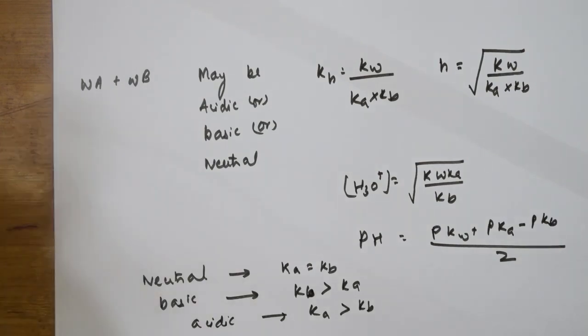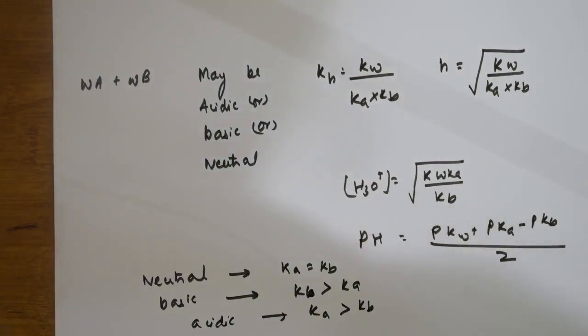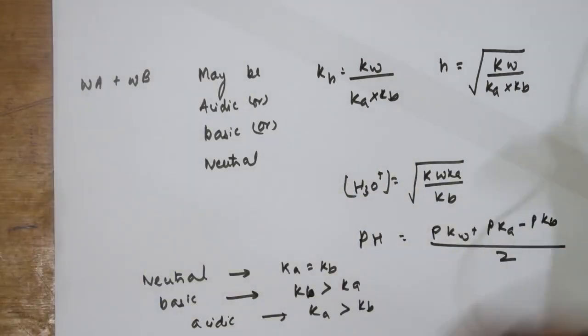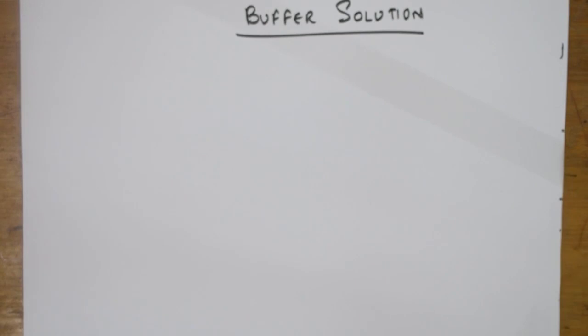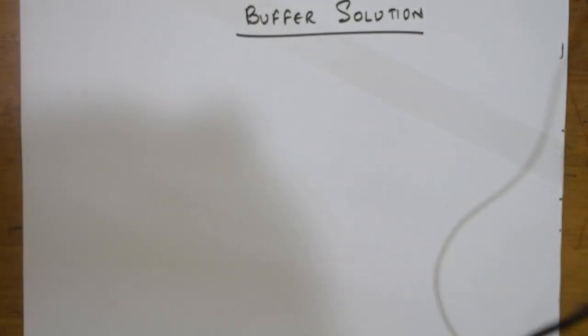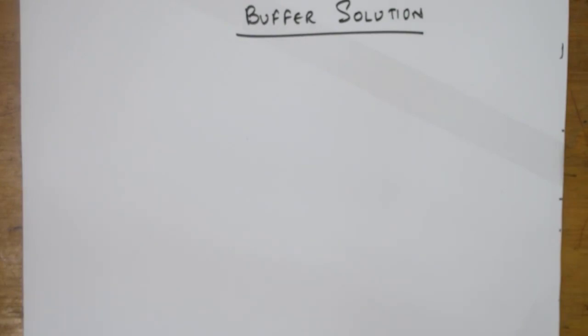This is very simple. I have directly written the formulas, but when I do the numericals, I'll try to explain it properly. Let's come back and learn the next topic, that is buffer solution. So in buffer solution, what should you remember? You need to remember the definition. It's quite common. You need to remember the types, and you should also know the formula for calculating the pH of acidic buffer, basic buffer, and also know how to calculate the buffer capacity.